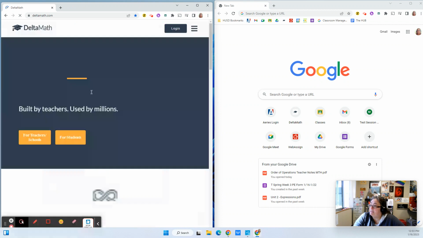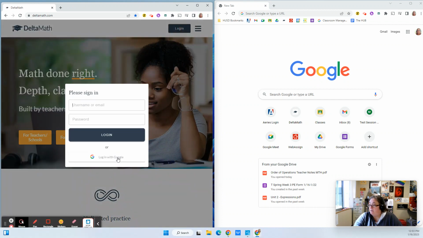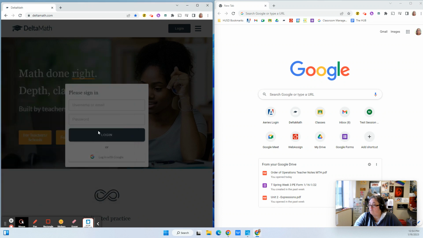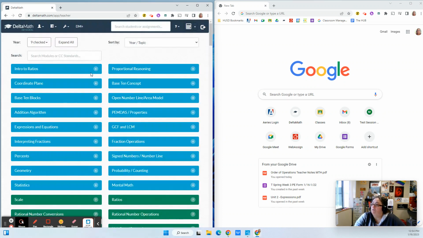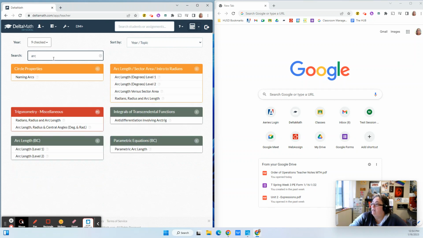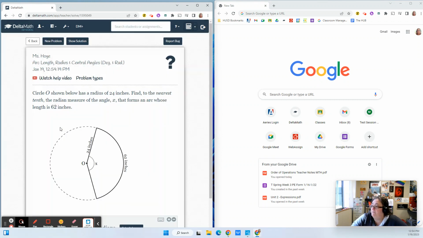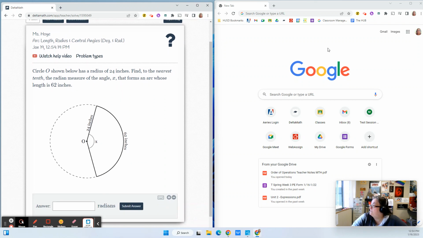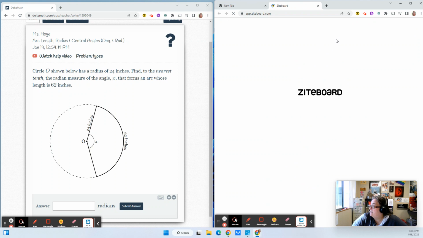So if I bring this up in Delta Math, and I plug in arc length, radians, radius, and arc length. Is that what I want? No, this one. When you see it here, you can see that you might be asked for different things. So this is showing a circle O has a radius of 24 inches. So we know all our things, right?